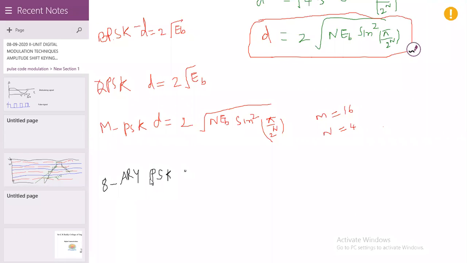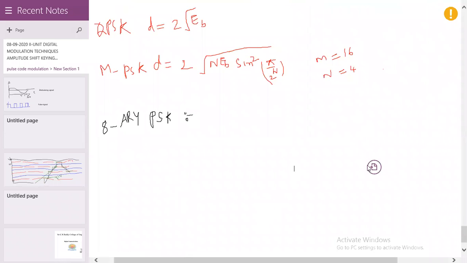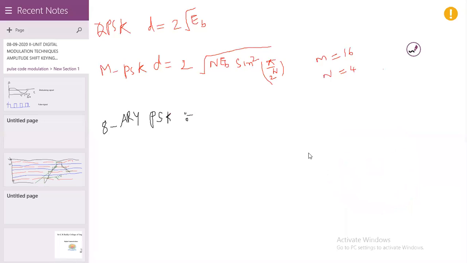How to draw the constellation diagram for 8 PSK. First, you have to write the equation. Take small m of t.